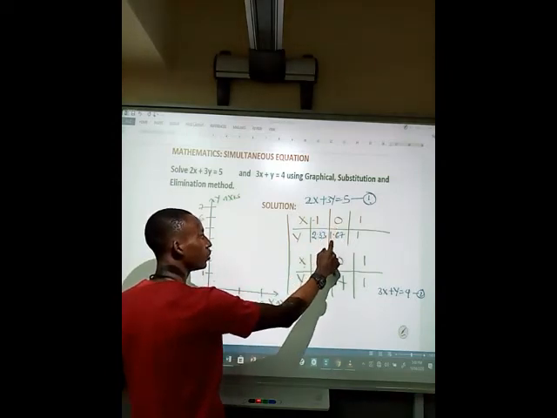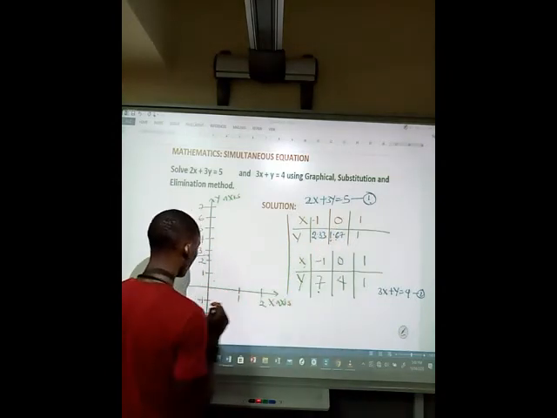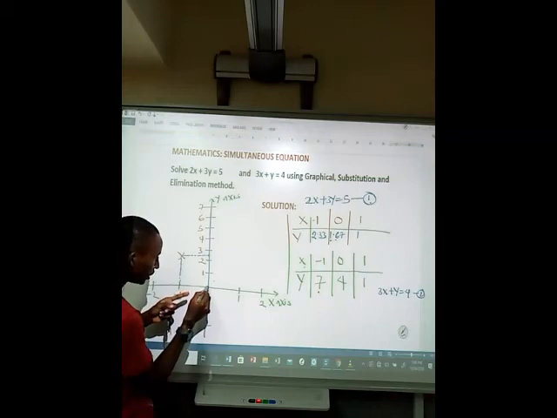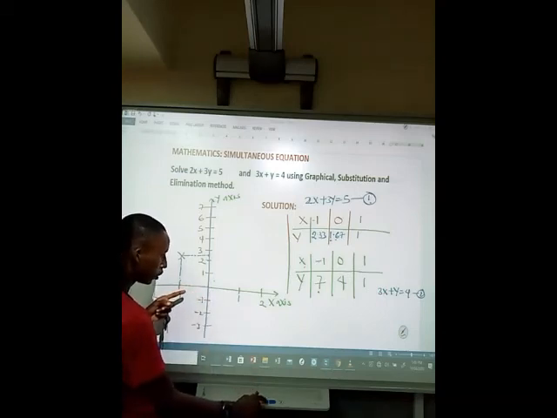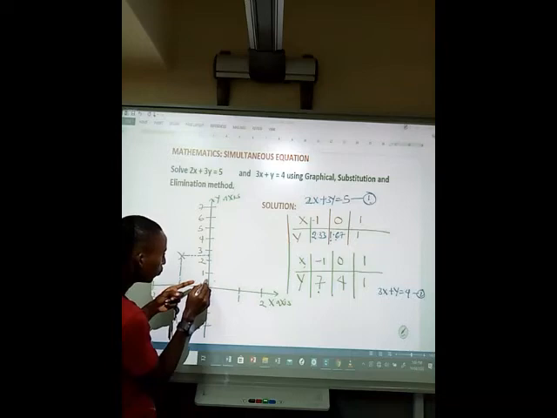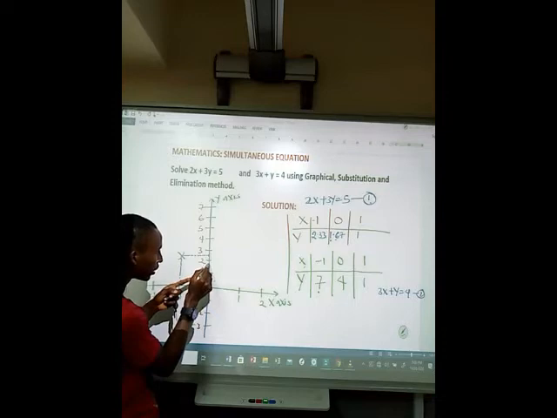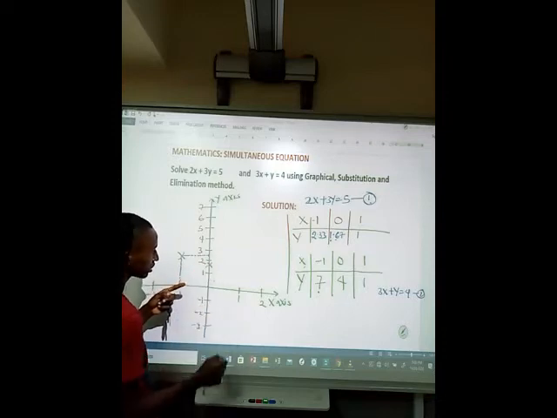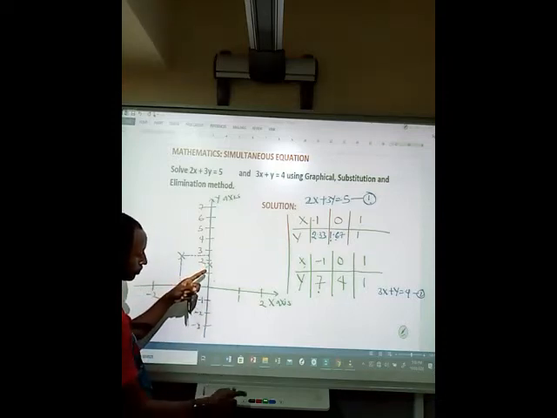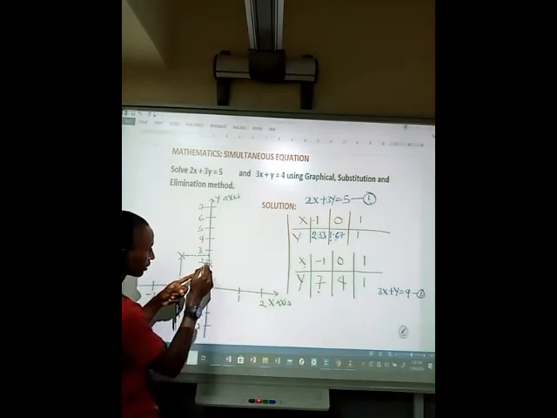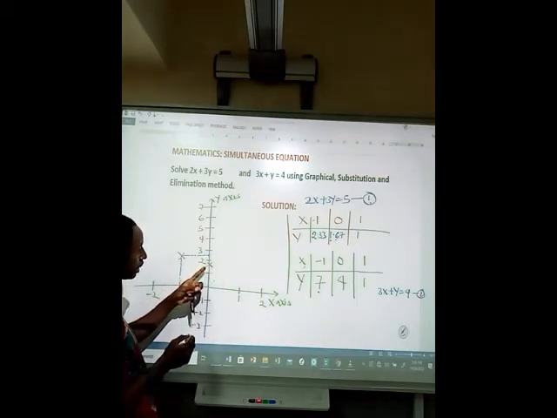When x is 0, your y is 1.67. This is the origin, where x is 0, and your y is equal to 1.67. And by so doing, your 1.67 will fall in between 2 and 1. And this will give you 1.5. 1.67 should be somewhere around there. Then you make another star.